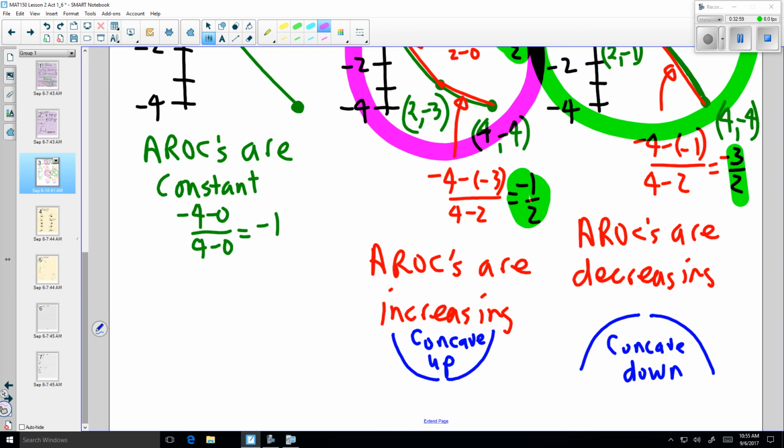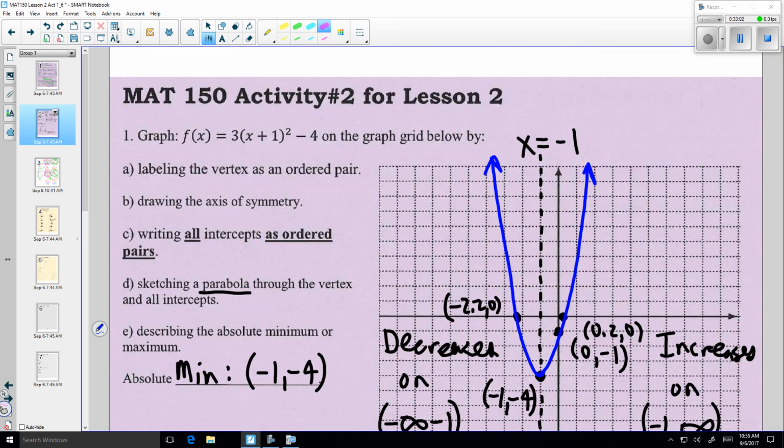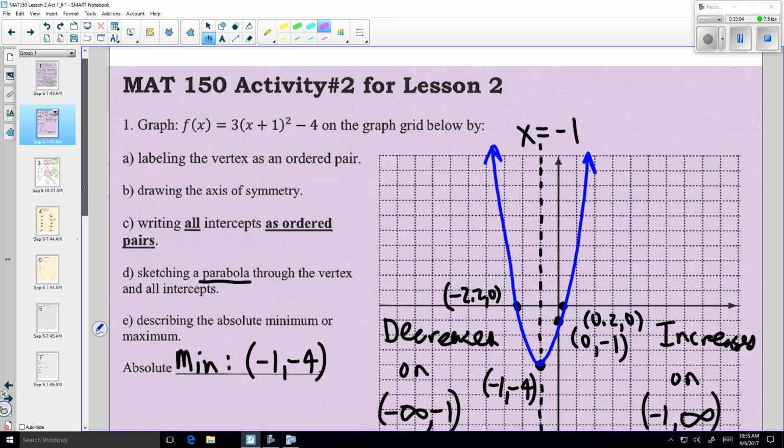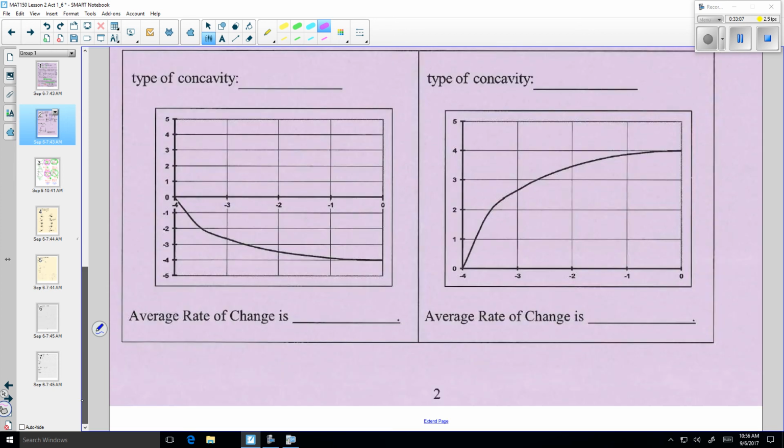So let's go back to our activity here, and let's scroll down. And so what kind of concavity do we have? Well, on the left, we've got something that's decreasing, but it's decreasing rapidly at first, then slowing down as it decreases. This is decreasing at a decreasing rate. It's part of a concave up bowl. This is part of a concave up shape. And so, of course, we'll use the initials CU for concave up. And the average rates of change on concave up are increasing.